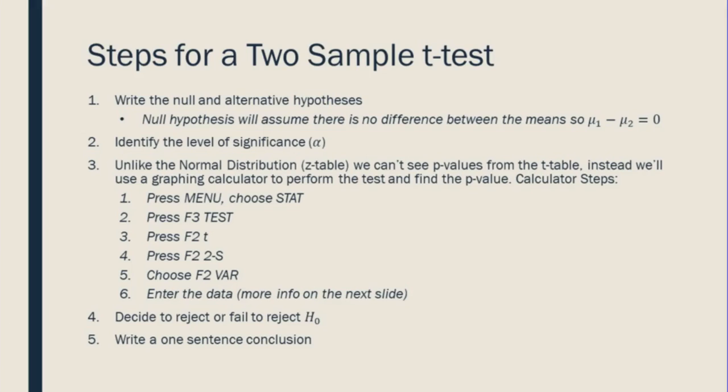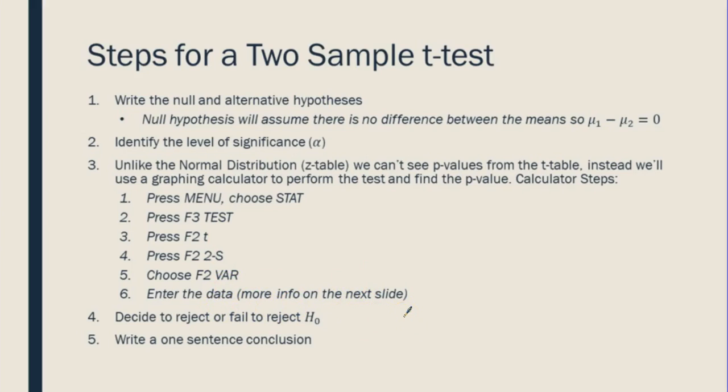Right, and just like we did with our z-test for two means, we're going to assume that there's no difference between the means. So our null hypothesis is always going to be that mu1 minus mu2 is equal to 0. Identify the level of significance from the problem, okay? And then we're still using our calculator to perform the t-test and get the p-value. Okay, this time we're going to choose a two-sample test and then enter our data. Same as before, we reject or fail to reject the null hypothesis based on the p-value compared to alpha.